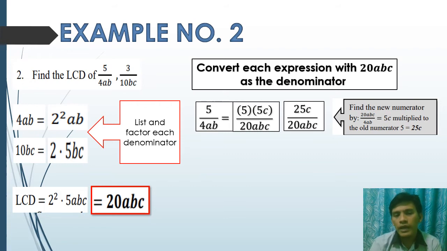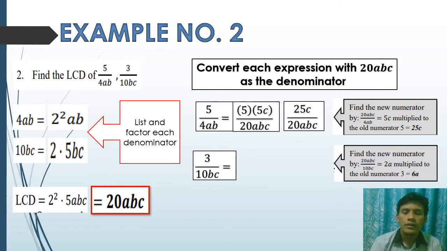5c will be multiplied to our numerator, which is 5. 5c times 5, and that is 25c over 20abc. Next, 3 over 10bc. Our LCD is 20abc. 20 divided by 10, and that is 2.